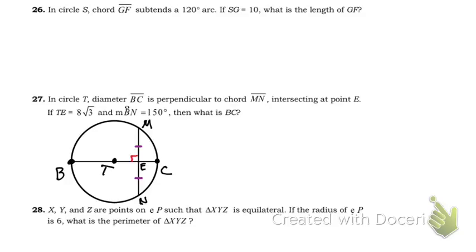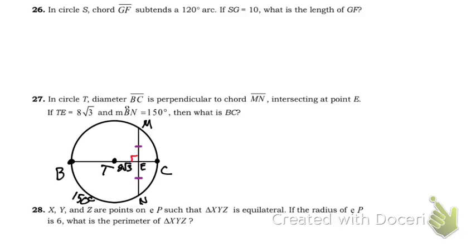All right, so as soon as I drew that right angle, knowing it's perpendicular, now it says that TE equals 8 square root of 3. So this right here is 8 square root of 3. And then it also says BN is 150 degrees. So that right there is 150 degrees, right? Make sure, yeah, we got 150 degrees. My drawing's looking pretty snazzy.